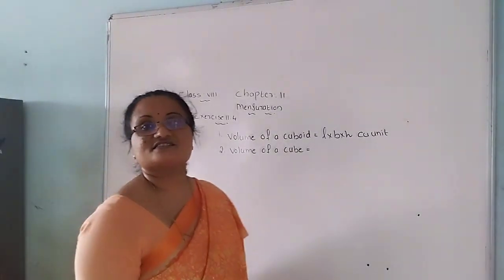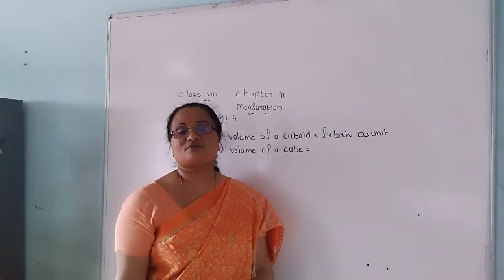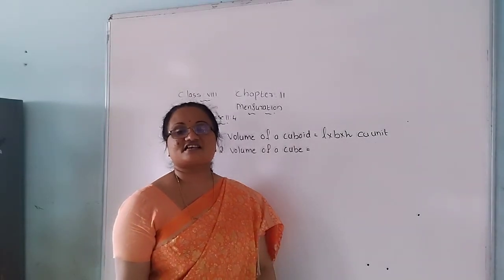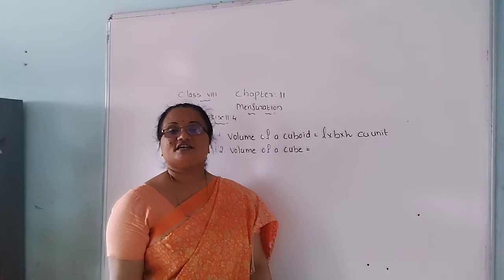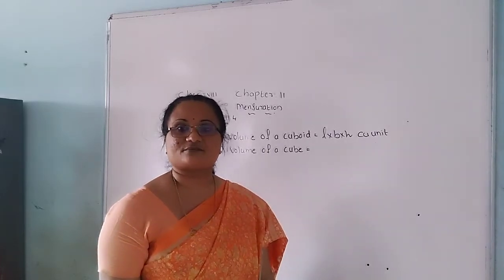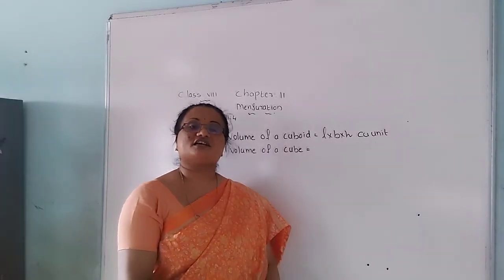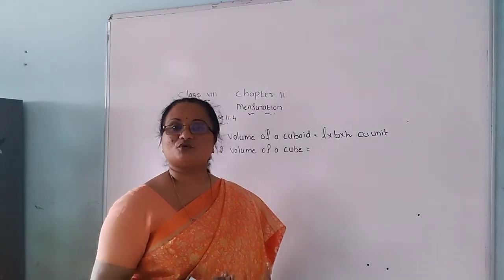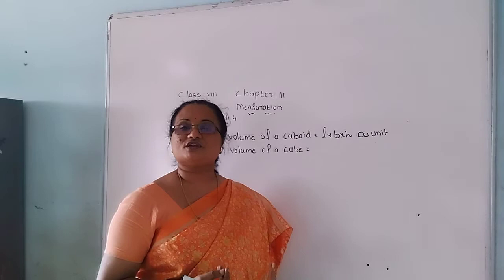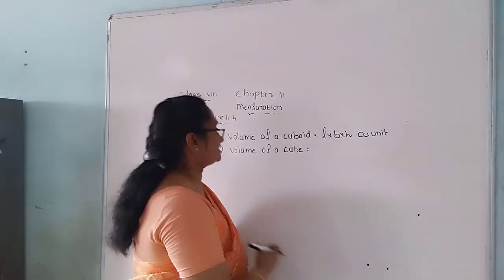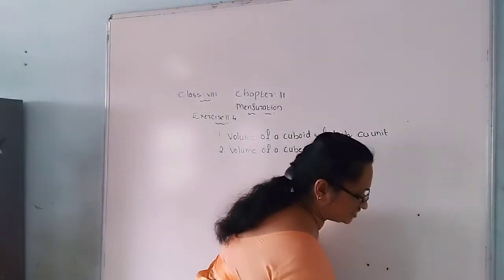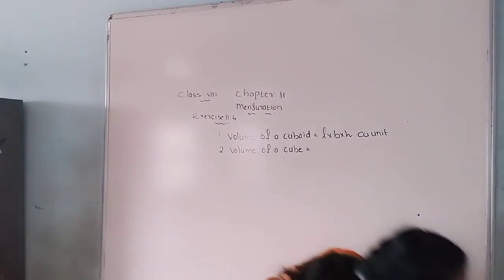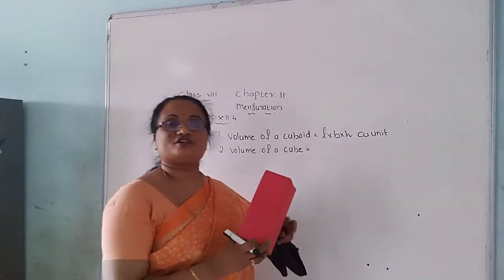Hi students, now we are going to discuss chapter 11, Mensuration, exercise 11.4. In that exercise they talk about how to find the volume of a cube, a cuboid, and a cylinder. Here, see, this is the shape of a cuboid.